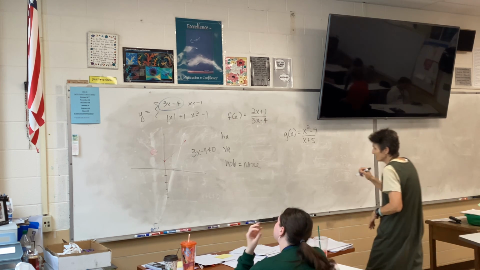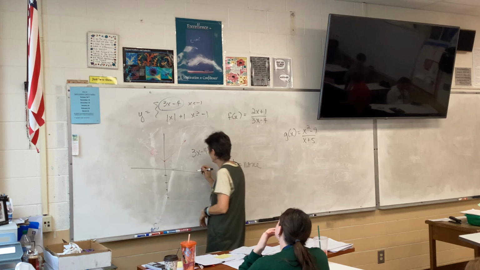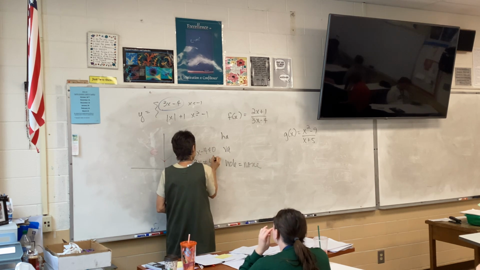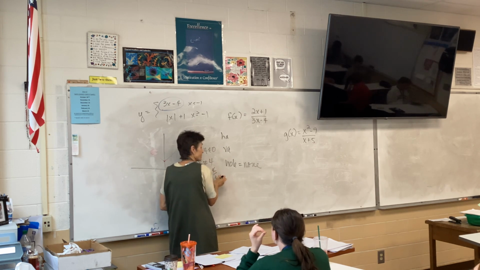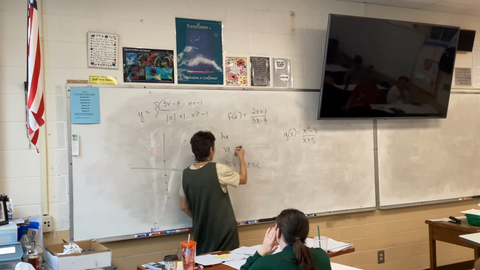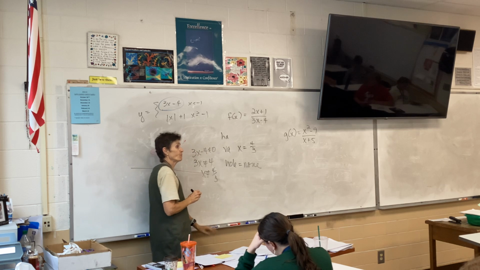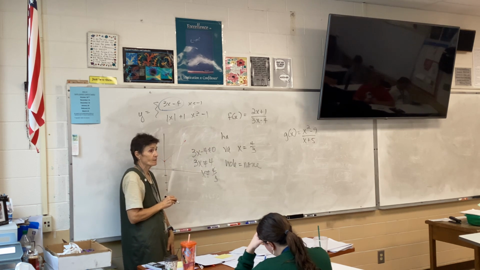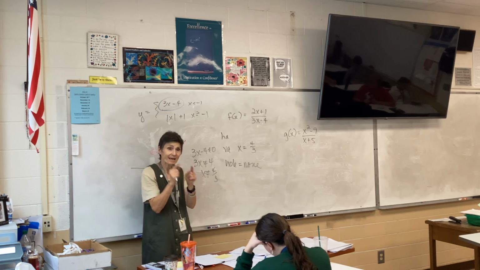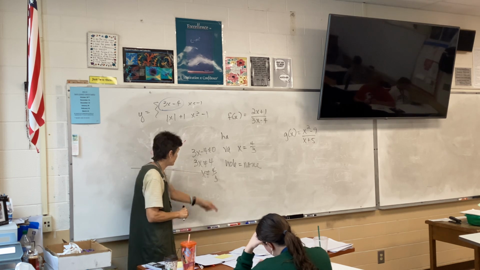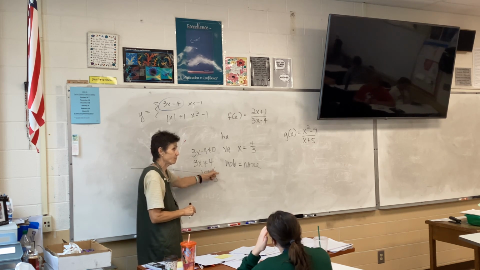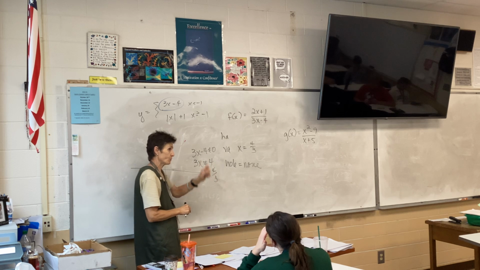So, if 3x minus 4 can't be 0, then 3x can't be 4 and x can't be 4/3. Which means my vertical asymptote is at x equals 4/3. Vertical asymptotes are what x cannot be. So when you say x cannot be 4/3, that's a vertical asymptote.